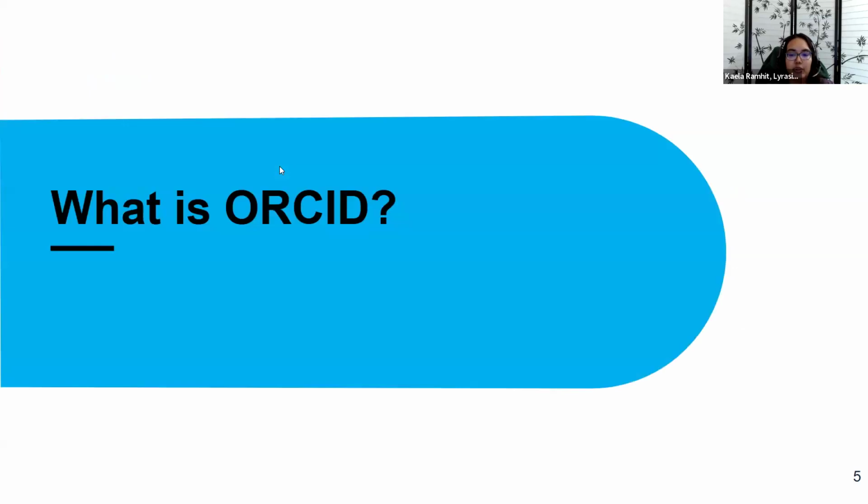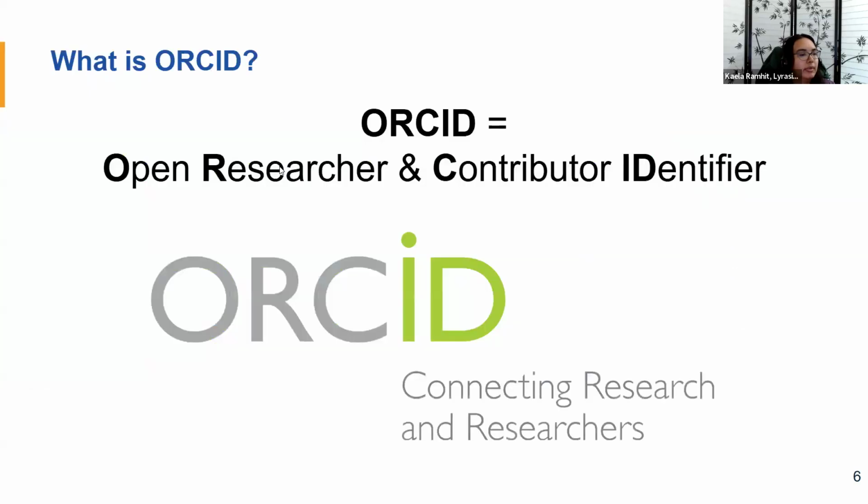So let's start with a very brief introduction to ORCID. So what is ORCID? ORCID stands for Open Researcher and Contributor Identifier. ORCID is an identifier that is meant to uniquely identify you as a researcher so that you can get credit and attribution for your work. And it can streamline your digital identity so you can save time on administrative tasks like filling out forms. It can help you to keep track of your affiliations and contributions all in one place.